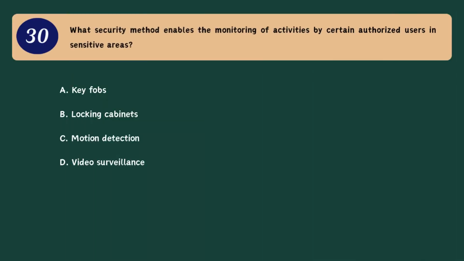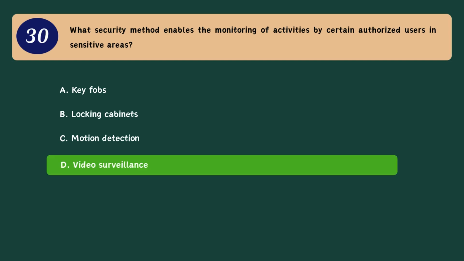Question 30. What security method enables the monitoring of activities by certain authorized users in sensitive areas? A. Key fobs. B. Locking cabinets. C. Motion detection. D. Video surveillance. Correct answer. D. Video surveillance.